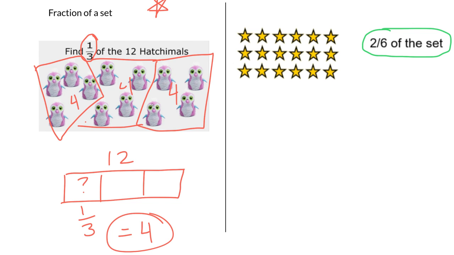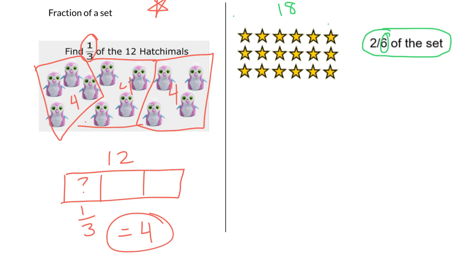I'm going to go the long way. So see, we have 2, 4, 6, and we have 3 rows of 6. So what that tells me is we have 18 in all. Now I'm going to look here at my denominator, and I want to try and make 6 groups of 18.